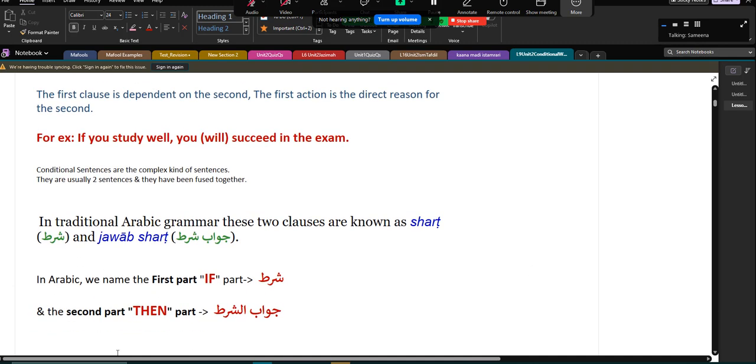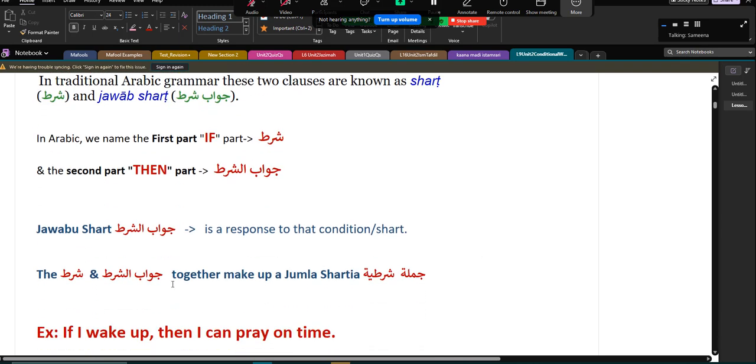So in traditional Arabic grammar, these two clauses are known as shart. The first clause, the if condition, is called shart, and the second, the then part, is called jawab shart. Okay, we have shart followed by jawab shart. If you do this, then this will happen. Jawab shart is a response to that condition or shart. The shart and jawab shart together make up a jumla shartiya.